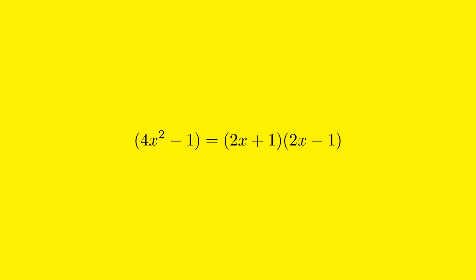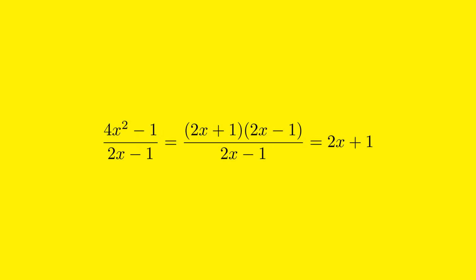So the numerator 4x squared minus 1 is now (2x plus 1) times (2x minus 1). We have not altered the denominator yet. We will do that in the next step. This concludes step 1. We factored the numerator 4x squared minus 1 into (2x plus 1) times (2x minus 1).